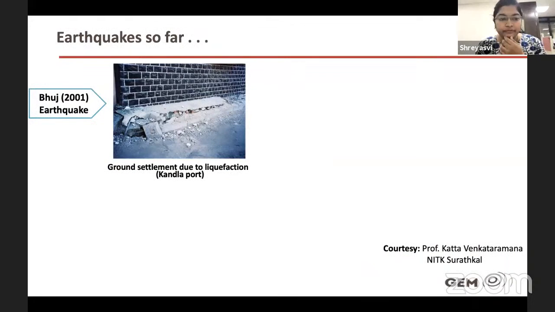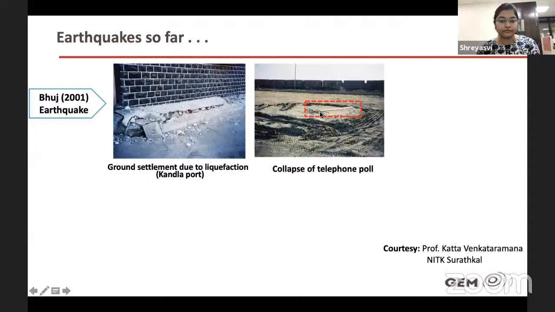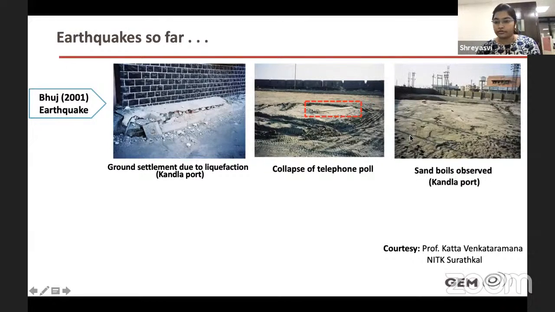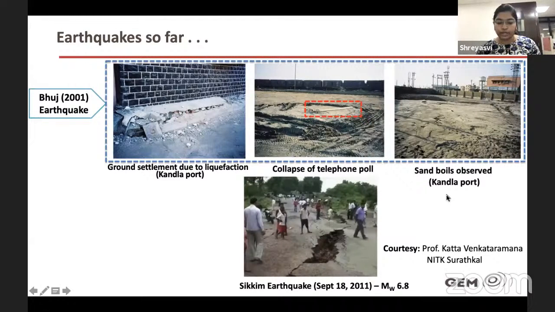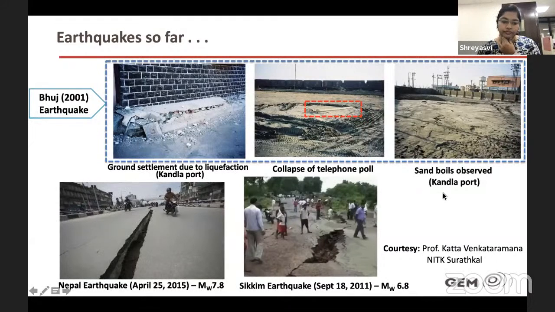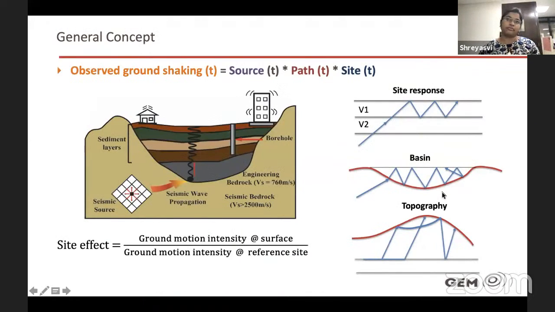Coming to the Indian scenario, I will be showing some photos. My PhD supervisor, Professor Katta Venkatramana, had the privilege of visiting the Kutch region of Gujarat immediately after the Bhuj earthquake, and these are some of the photographs I have borrowed from him. This is the ground settlement due to liquefaction near Kandla port. There was a telephone pole which collapsed because of ground subsidence, liquefaction, and sand boil. Apart from this, during the Sikkim earthquake in 2011 and the Nepal earthquake in 2015, there was a substantial amount of geotechnical damage. This is the history of geotechnical damages during some major earthquakes in India, and there are a lot more than I've shown here.